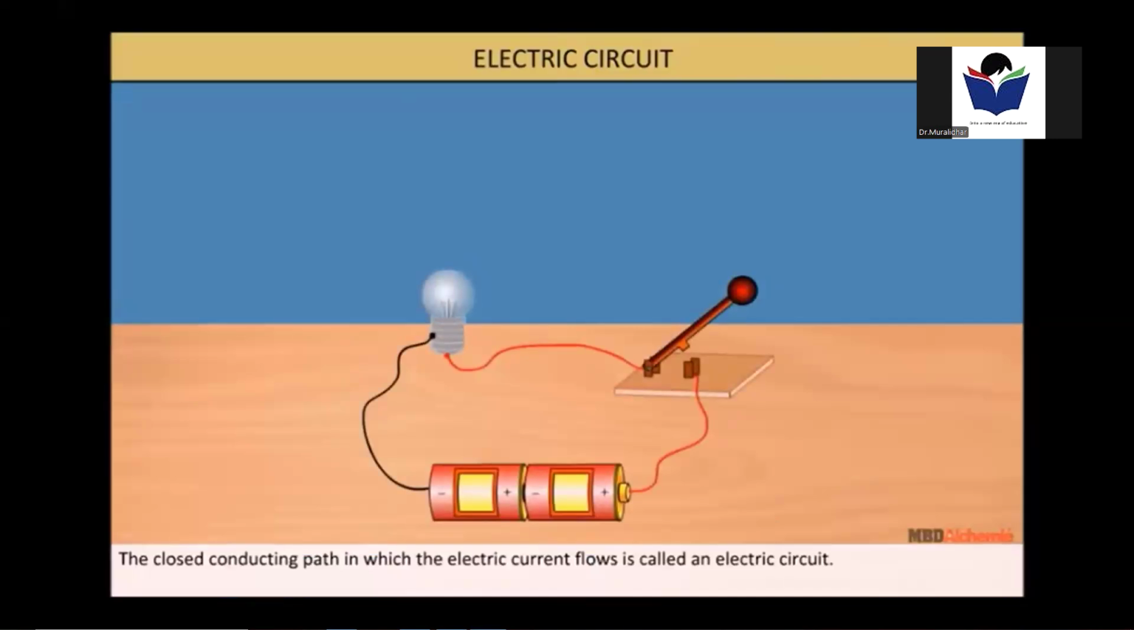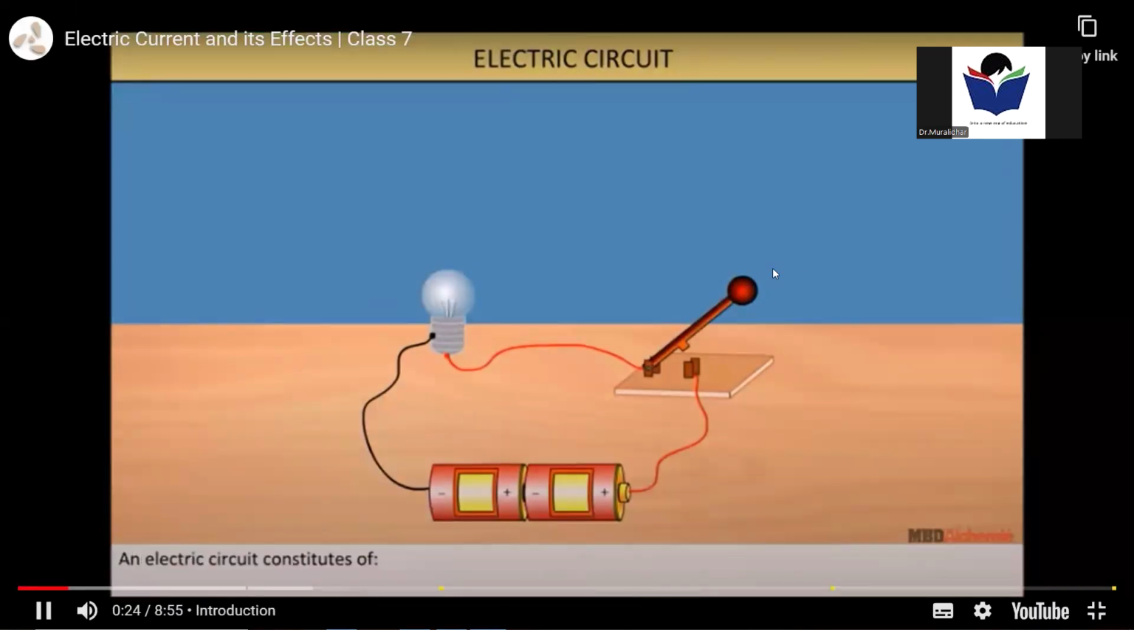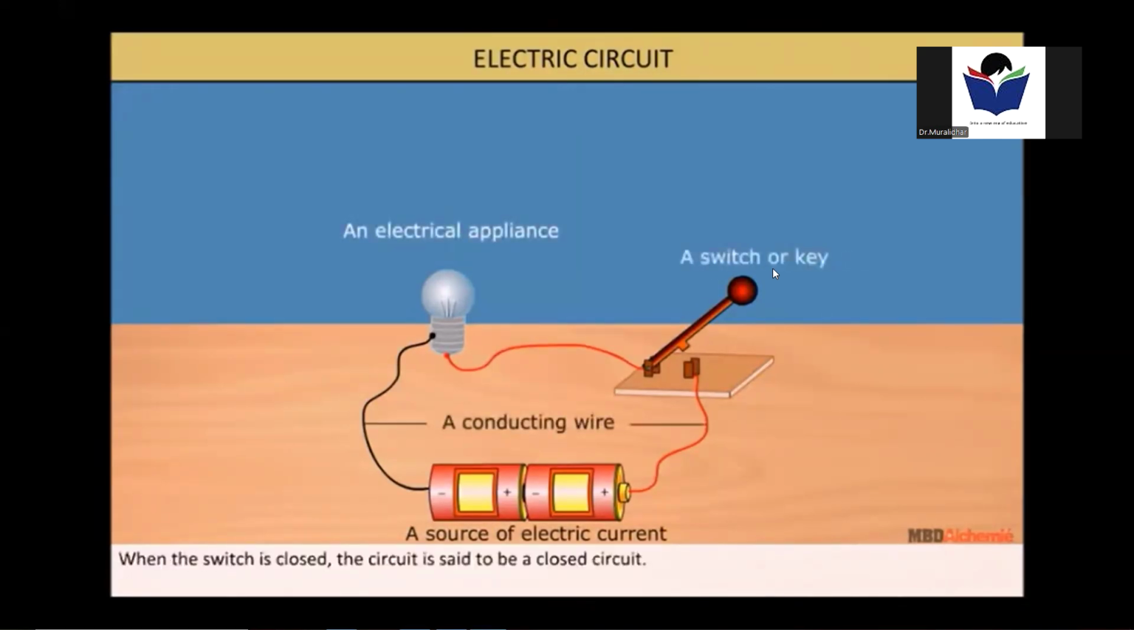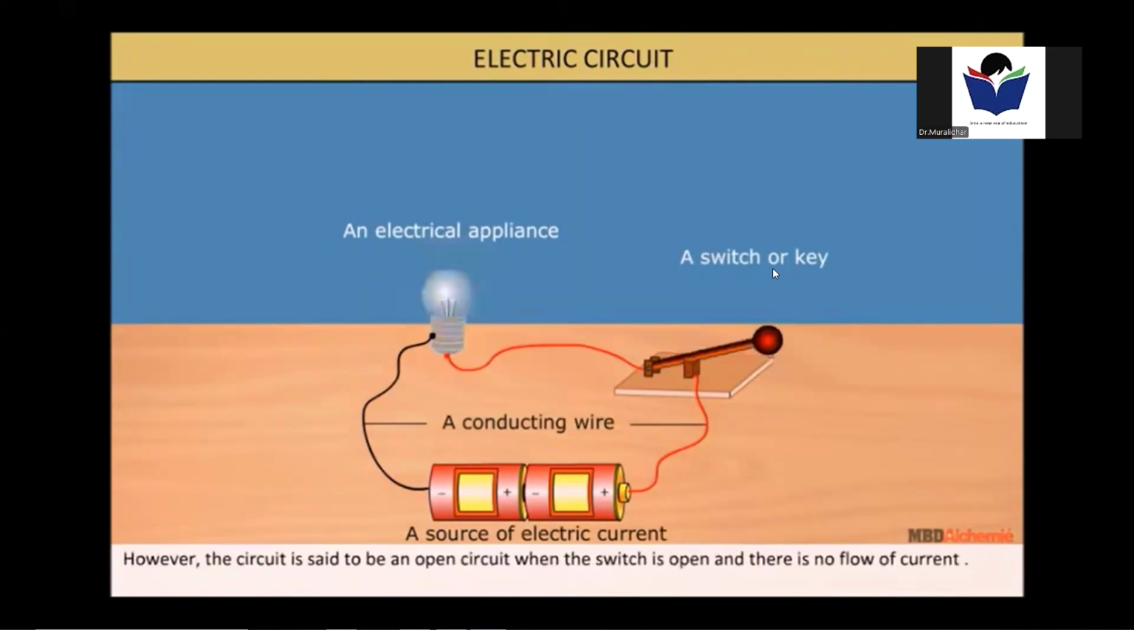Electric circuit. The closed conducting path in which the electric current flows is called an electric circuit. An electric circuit constitutes a source of electric current, cells, etc., a conducting wire, an electrical appliance, bulbs, etc., a switch or key. When the switch is closed, the circuit is said to be a closed circuit. In this condition, current flows and the appliance works. Example, the bulb glows. However, the circuit is said to be an open circuit when the switch is open and there is no flow of current. See, open circuit.